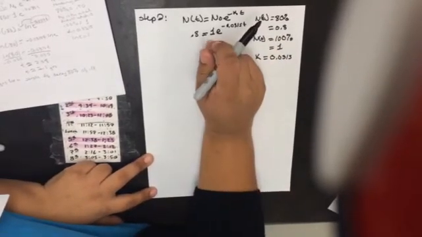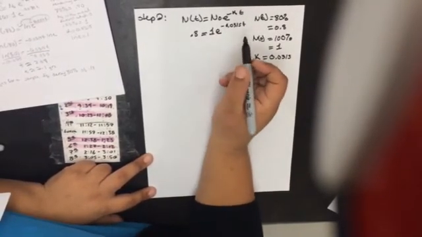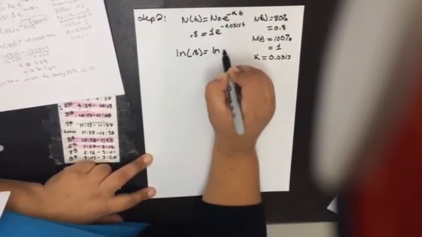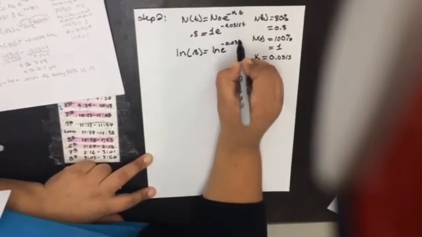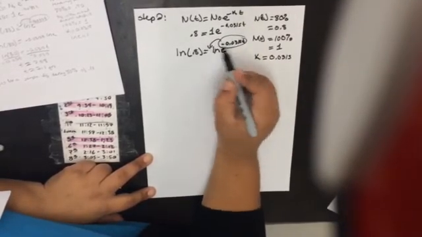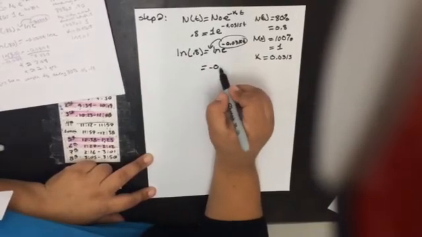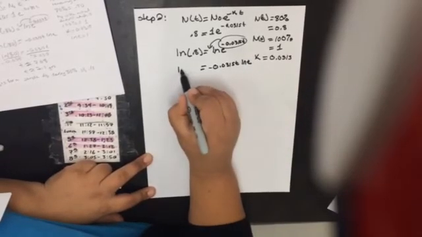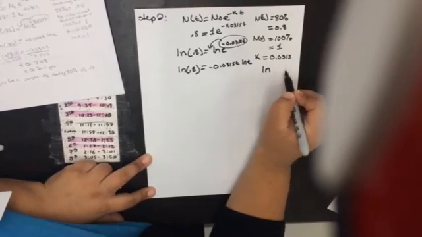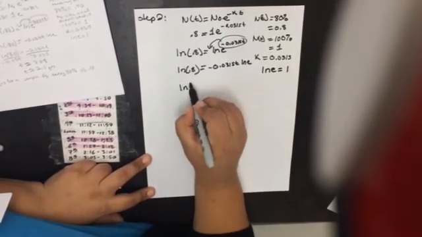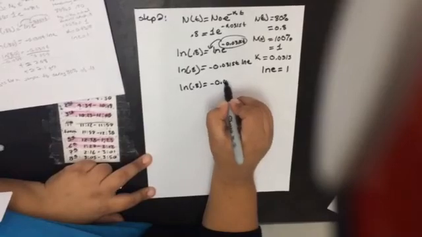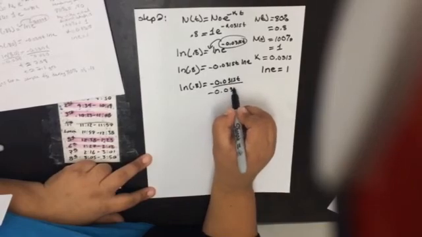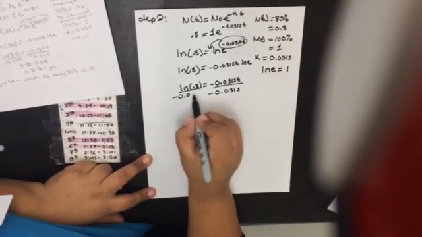So I want to bring my exponent to the front. Before I do that, I'm going to take the natural log of both sides. So ln of 0.8 equals ln of e to the negative 0.0315t. Now I can bring my exponent to the front. So negative 0.0315t times the natural log of e equals the natural log of 0.8. Remember that the natural log of e is just 1. So the natural log of 0.8 equals negative 0.0315t. To solve for t, I divide both sides by negative 0.0315.